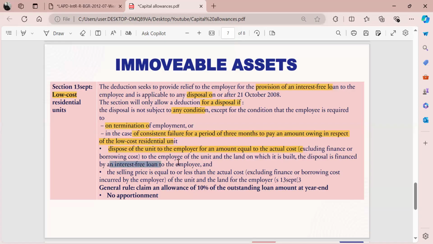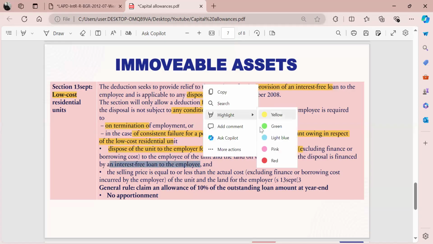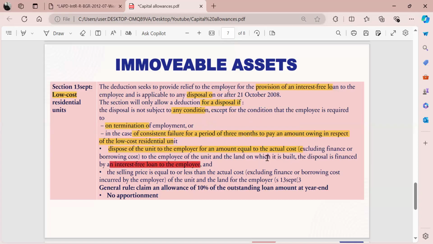The disposal is financed by an interest-free loan to the employee. So that's, like I said, another key indicator that you are potentially dealing with a low-cost residential unit. There is an interest-free loan which would have been extended to the employee to buy this property. And the selling price is equal to or less than the actual cost, excluding finance or borrowing costs incurred by the employer of the unit and the land. So basically, the selling price must be equal to what the employer would have spent on this property. So those are some of the key indicators that you are dealing with a potential low-cost residential unit in terms of Section 13 Sept.